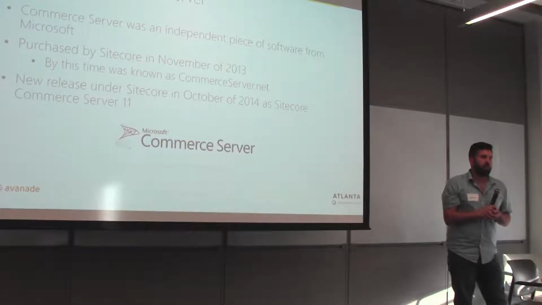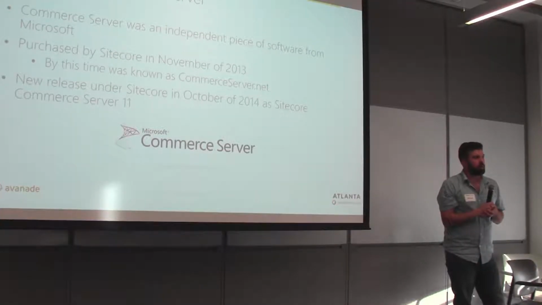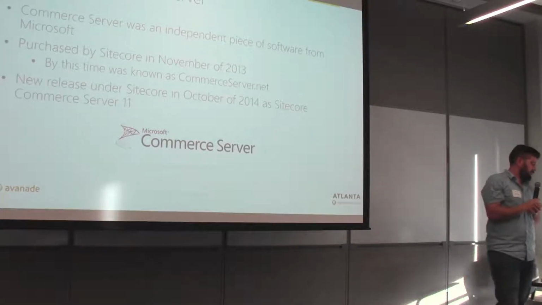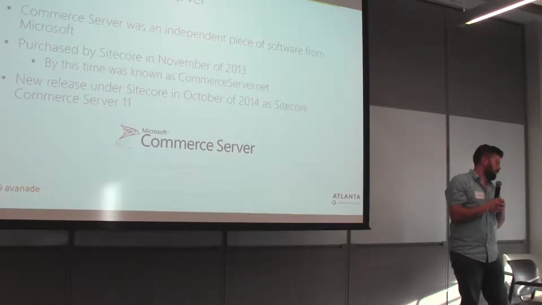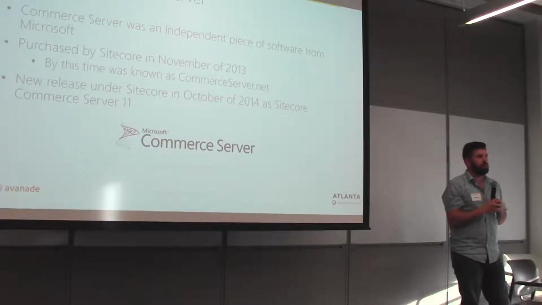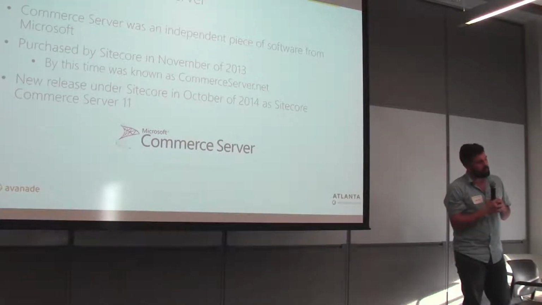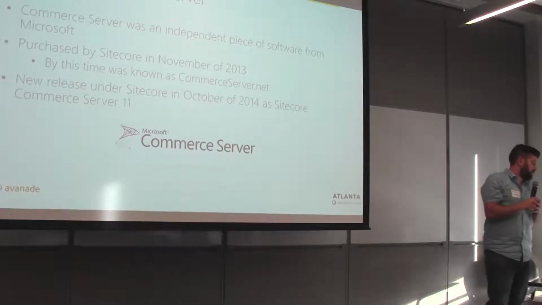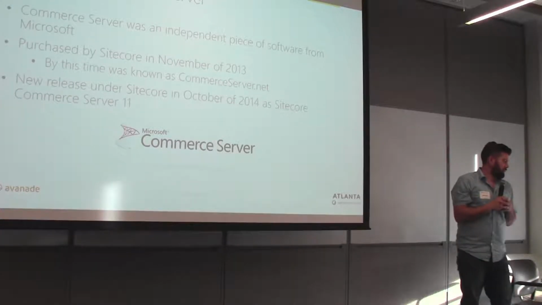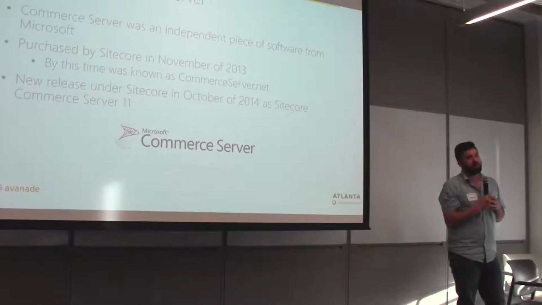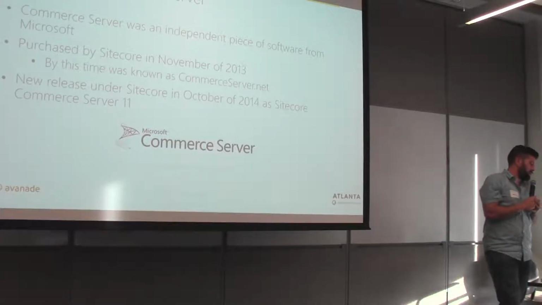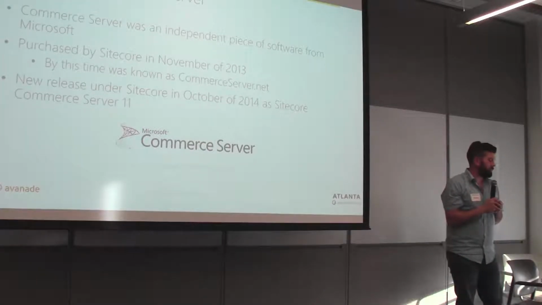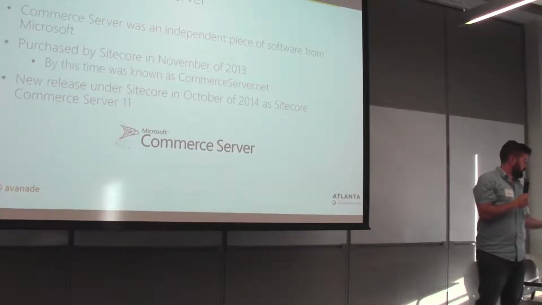So the history of Commerce Server, originally a Microsoft product, standalone product. Through different offshoots from Microsoft, they rolled it out to someone else for outsourcing. That company was acquired by another company. Eventually it became commerceserver.net. And in November of 2013, that's when Sitecore purchased it. From that point on, they did another release of that commerceserver.net platform, and that's what was first integrated with Sitecore, and that was Commerce Server 11.